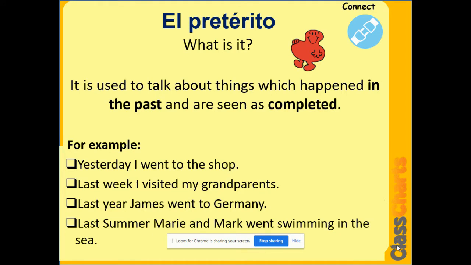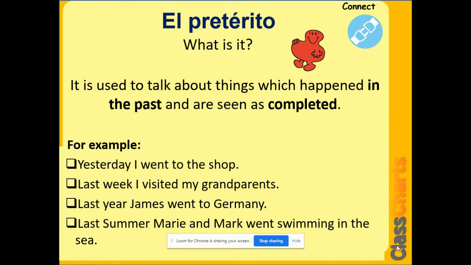I'm giving you over there 4 examples in English. Okay, so for example, yesterday I went to the shop. That's an action that happened in the past. It has been completed. Last week I visited my grandparents. Last year, James went to Germany. And finally, last summer, Marie and Mark went swimming in the sea.